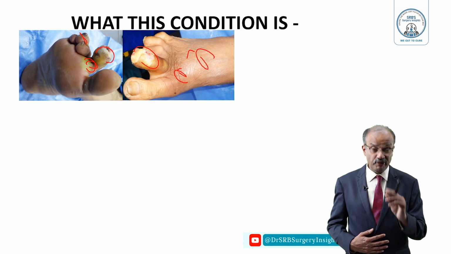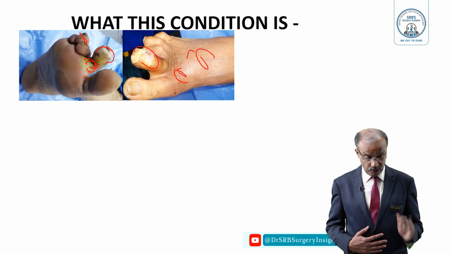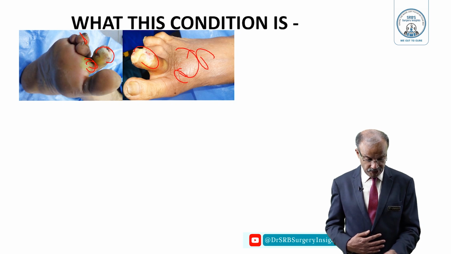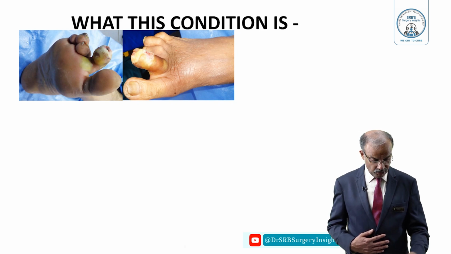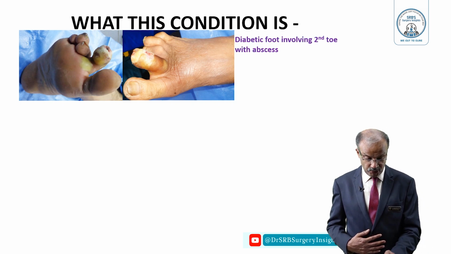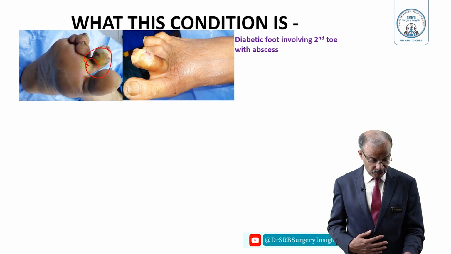So, a very typical septic process here in a diabetic patient probably. So the diabetic foot with the abscess, the toe is not healthy. Cellulitis in the foot extending proximally. So many problems are there in this foot, typical of the diabetic patient. Diabetic foot involving the second toe with the abscess here. You can see the abscess here, yellow area.